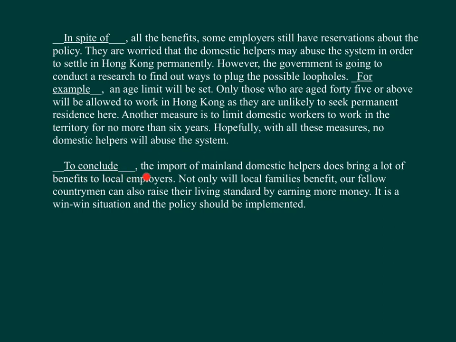To conclude, the import of mainland domestic helpers does bring a lot of benefits to local employers. Not only will local families benefit, our fellow countrymen can also raise their living standard by earning more money. It is a win-win situation, and the policy should be implemented.